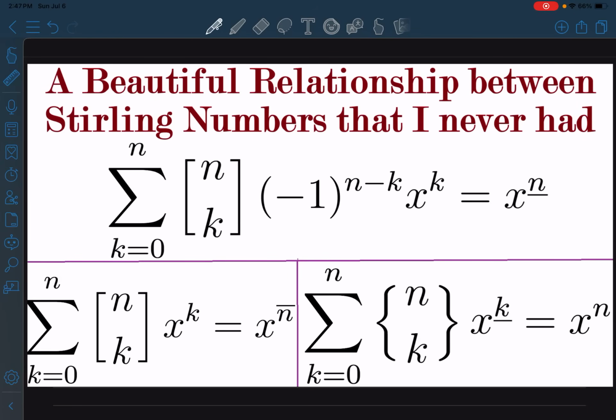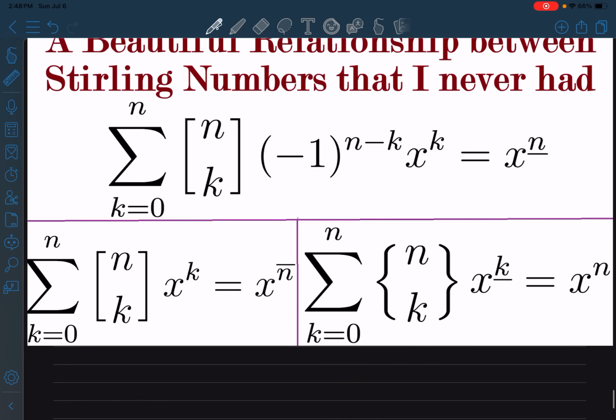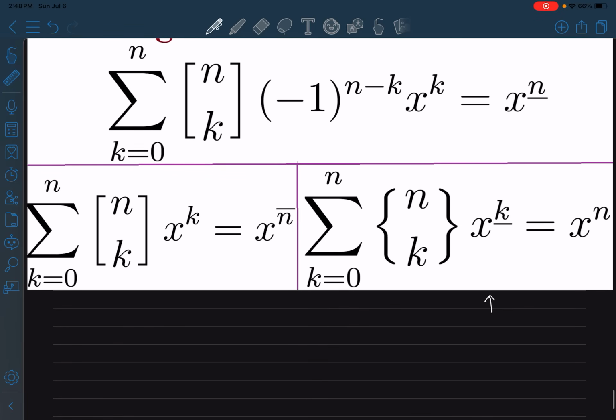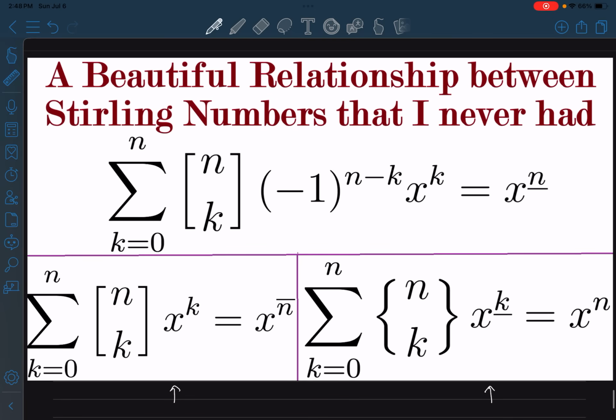A beautiful relationship between Stirling numbers that sadly I never had. Okay, here are these three infinite sum formulas, right? And we are gonna prove just the third one actually, because I have already proved the second one in one of my previous videos, which I will link in the description. And the first one is just similar to the second one.